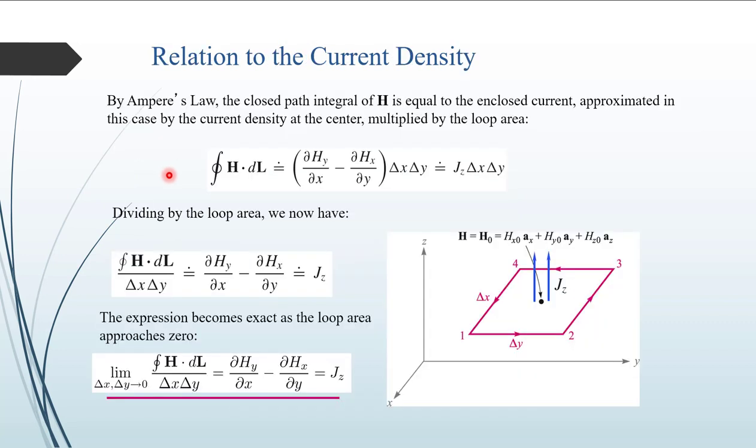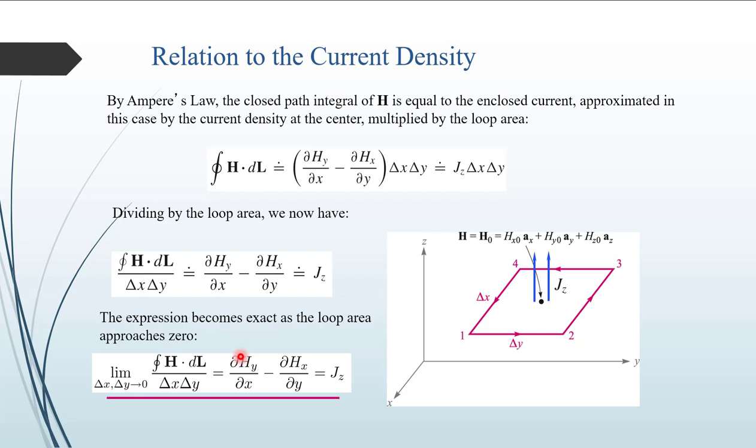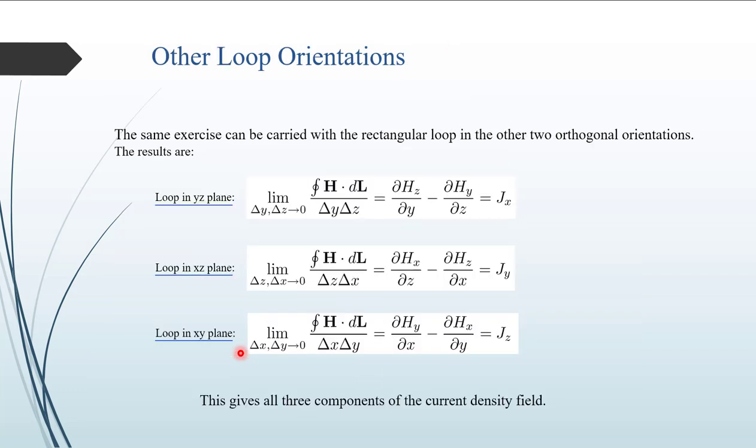The same exercise, now we have considered the Jz component and we have considered delta x and delta y parts, that is, the loop is present in the xy plane. So the same can be applied for a rectangular loop in other orthogonal orientations, meaning the loop can be placed in the xz plane or in the zy plane. Similar to that, we can place the loop and we can get this kind of expression.